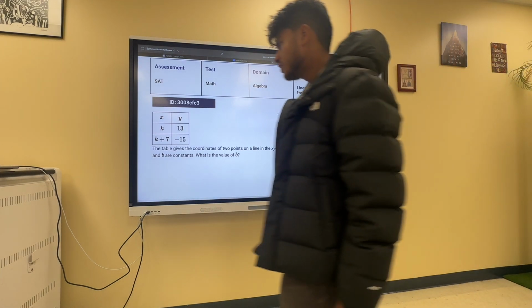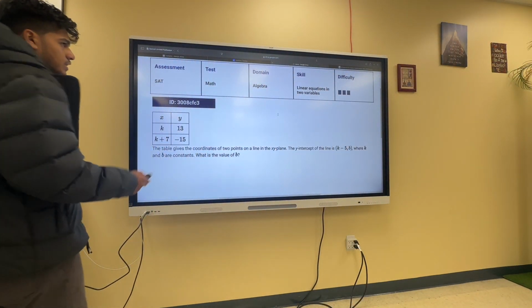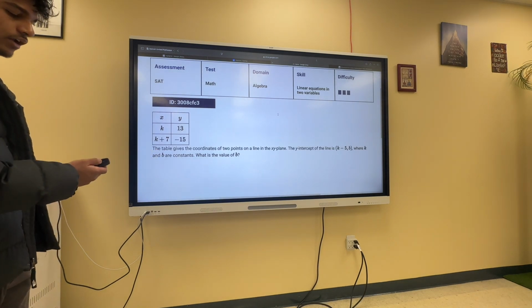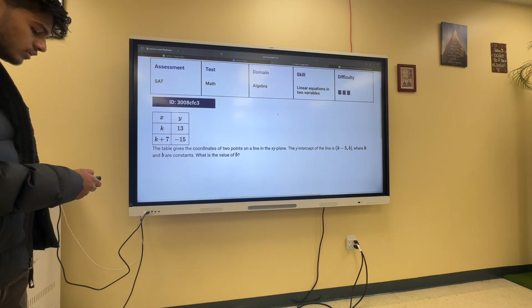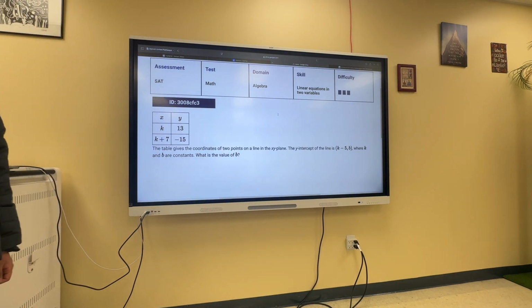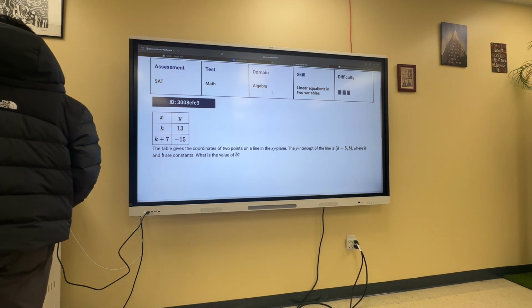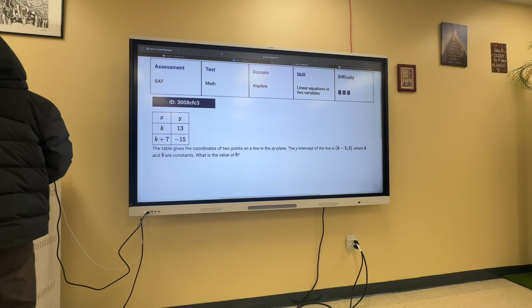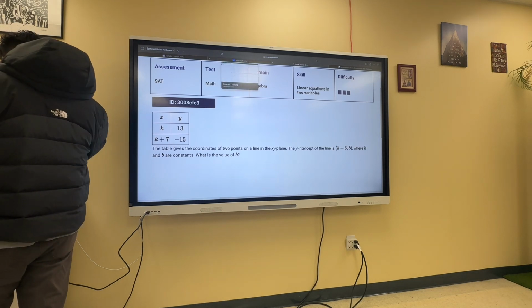Okay, so this is a really hard question, as you can see by the difficulty indicated on what this laser pointer is pointing at. But again, we can just use Desmos. Okay, so let's just plot these points.